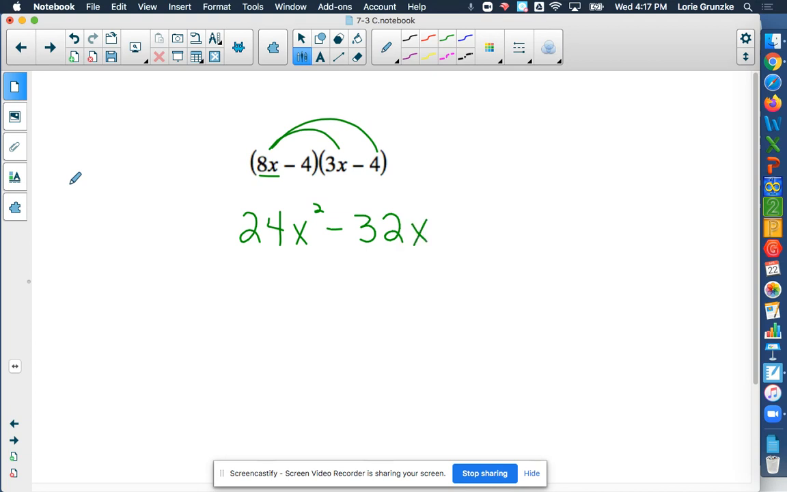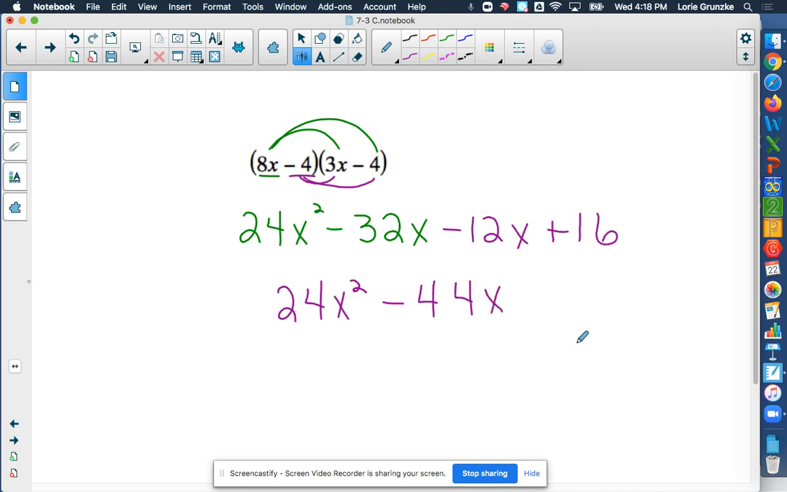Okay, I'm going to switch colors, and now I'm going to do the negative 4. Negative 4 times 3x is a negative 12x, and then negative 4 times negative 4 is positive 16. The two middle things can go together. So 24x squared, negative 32x, and negative 12x is a negative 44x, plus 16. Okay, you're done. 2 more.